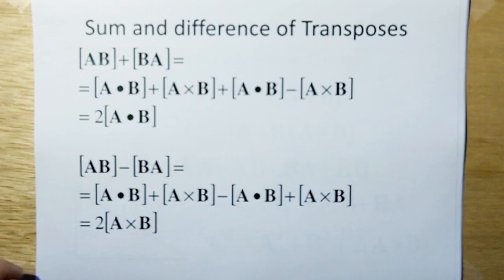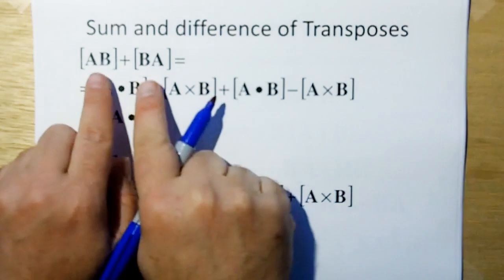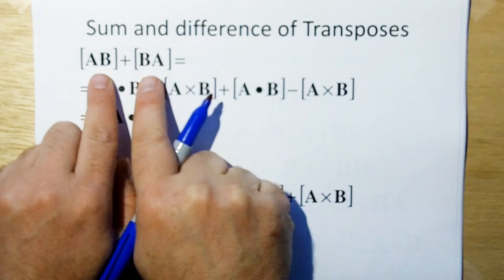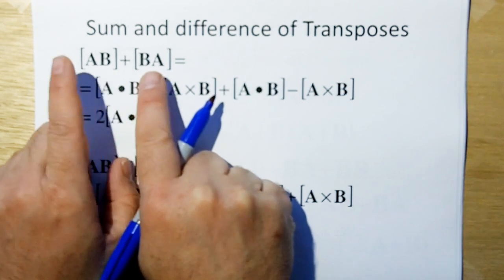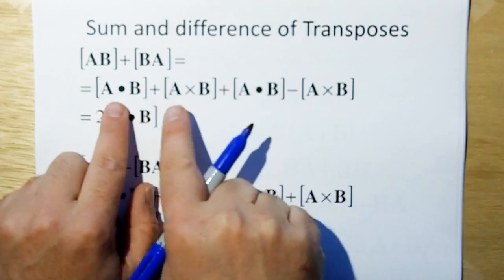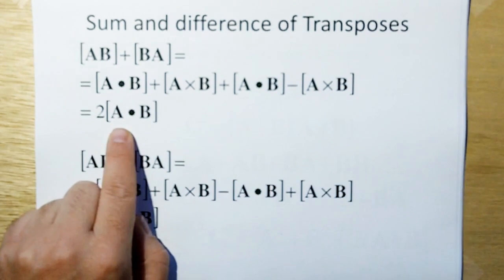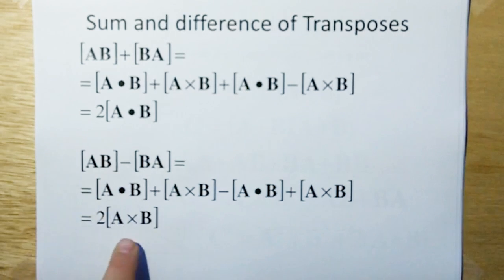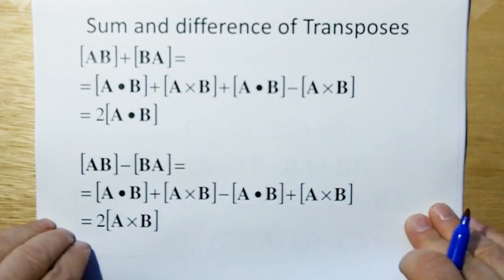Okay, so we learned something. If we sum two transposed multiplies, in other words, vector A times B plus vector B times A, what's that going to tell us? Well, when you put all the values in, you find this reduces to 2 times the dot product. And if we subtract the two, we get 2 times the cross product. You can go through the algebra there; it's pretty simple.